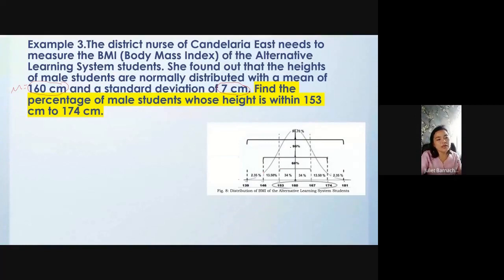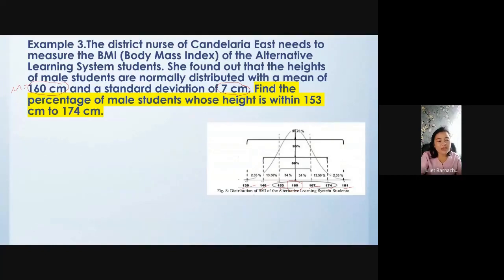Okay, so magdodraw ka ulit ng normal curve. Ang mean ay 160, so yun ang ina-expect na nandyan sa gitna. The standard deviation is 7, so ang sunod dapat ng 160 ay 160 plus 7, so 167. 167 plus 7 is 174. 174 plus 7 is 181. Papunta sa left, 160 minus 7 is 153, 153 minus 7 is 146, and 146 minus 7 is 139.